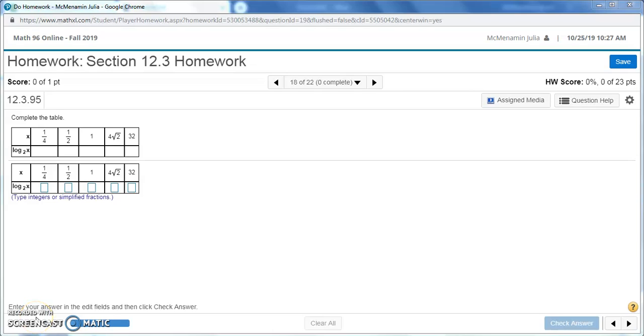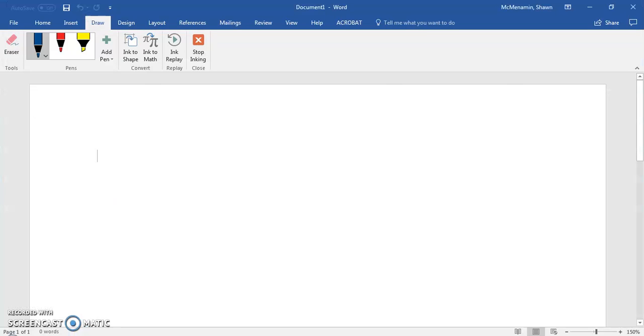So for this problem, we have log base 2 of x, and then our different values for x are 1/4, 1/2, 1, 4 square root 2, and 32. So we could do this by hand, and we can also use our calculator. So first I'm going to do it, or I'll show you both ways.